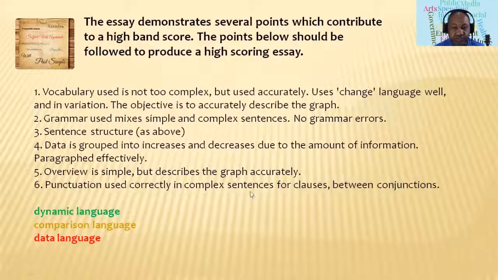Punctuation is used correctly in complex sentences for clauses and between conjunctions. So what it's saying is when we use a complex sentence, often we have to put commas in there to separate different clauses. It's been used correctly. And it's been used correctly between different conjunctions. So we have the data figures in red, comparison in brown, and dynamic language in green.